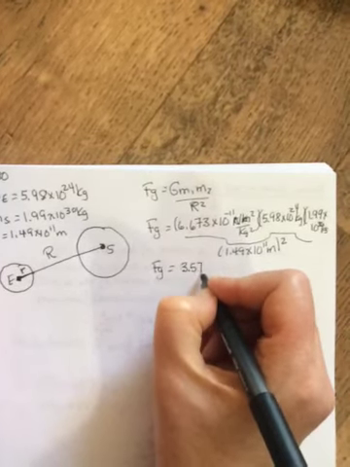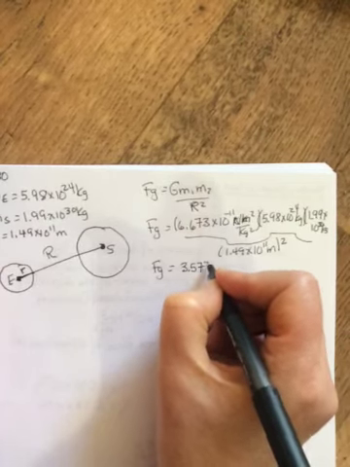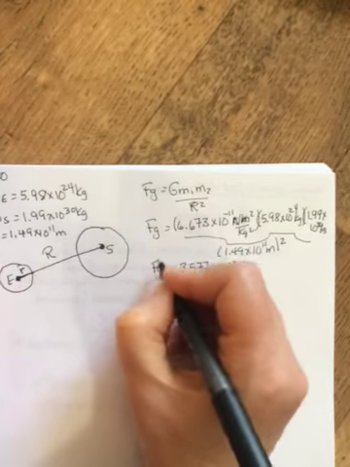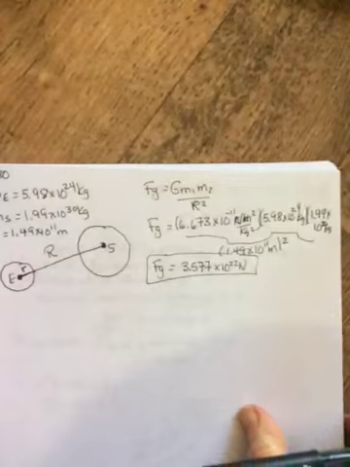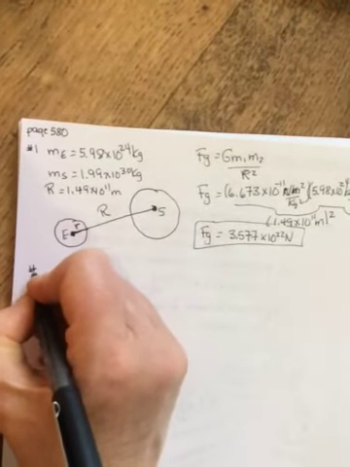If you do type it in right, you get 3.577 times 10 to the 22 newtons for number 1. That is the gravitational force of attraction between the Earth and the Sun.